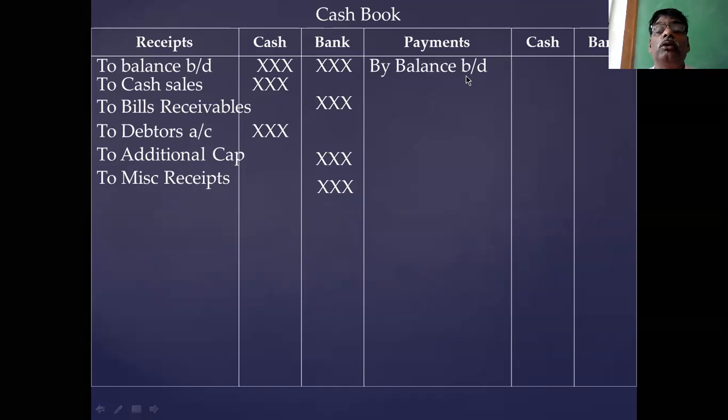And by balance brought down. What is by balance brought down? You remember this point very carefully. By balance brought down is the bank overdraft shown on the liability side. The opening balance of bank overdraft comes on the credit side of the bank column. By balance brought down only comes in the bank column, credit side, not in the cash column. It is bank overdraft. If there is a bank overdraft, you write by balance brought down. If there is a bank balance, you write to balance brought down.